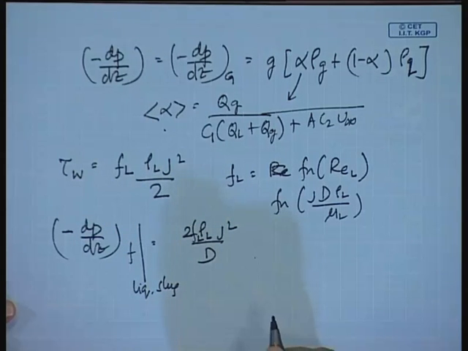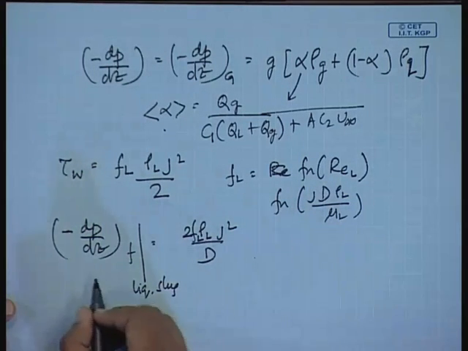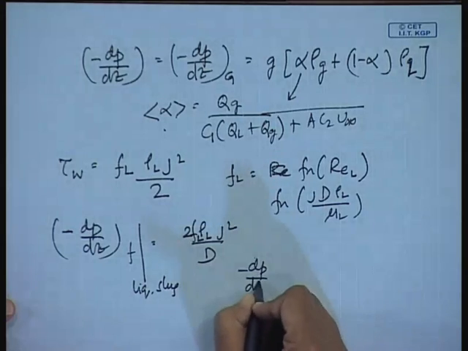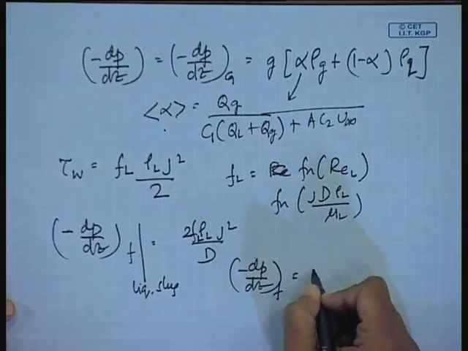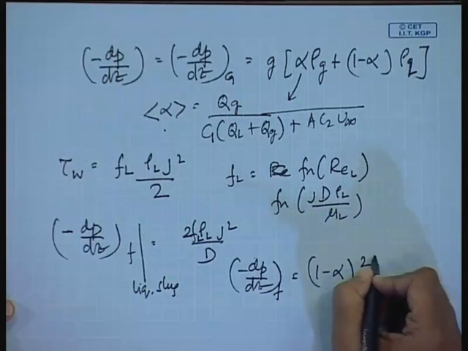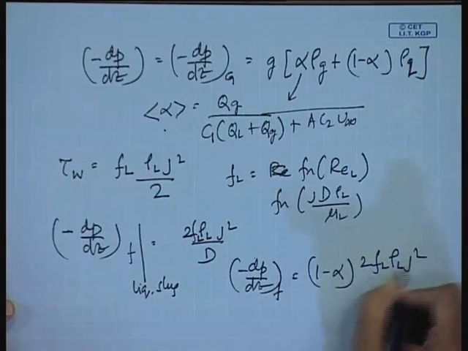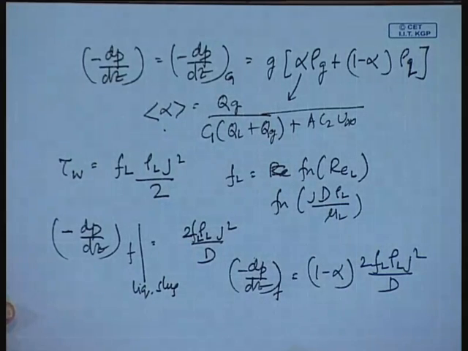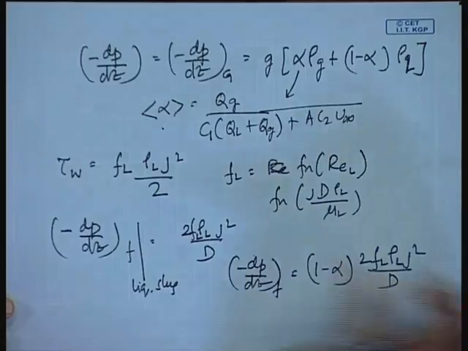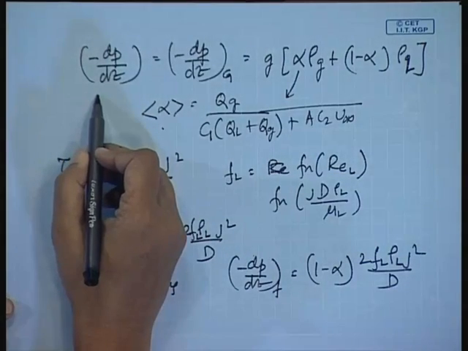Agreed? And we can assume that since the entire gas flows as Taylor bubble, liquid slugs occupy a portion 1 minus alpha of the pipe volume. Yes or no? Therefore, minus dP/dz frictional for the entire pipe should be equal to 1 minus alpha into 2 f_L rho_L j squared by d. Agreed? If this is true, what happens to the expression of the total pressure gradient?